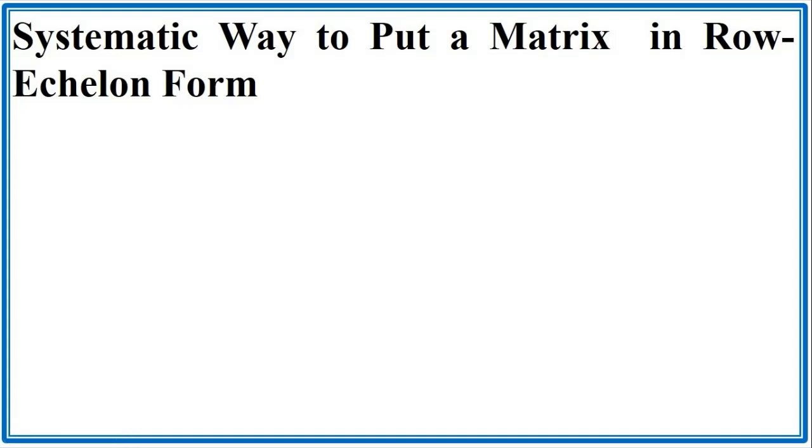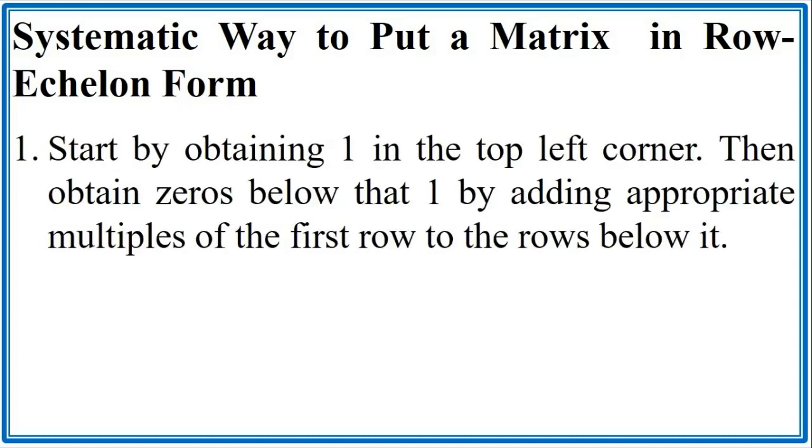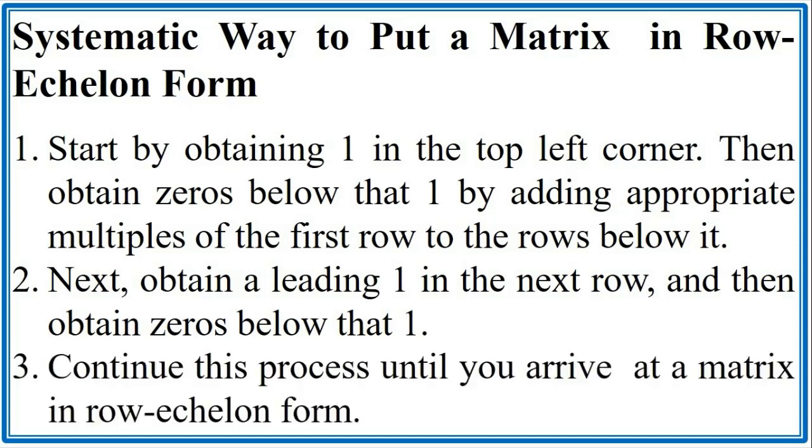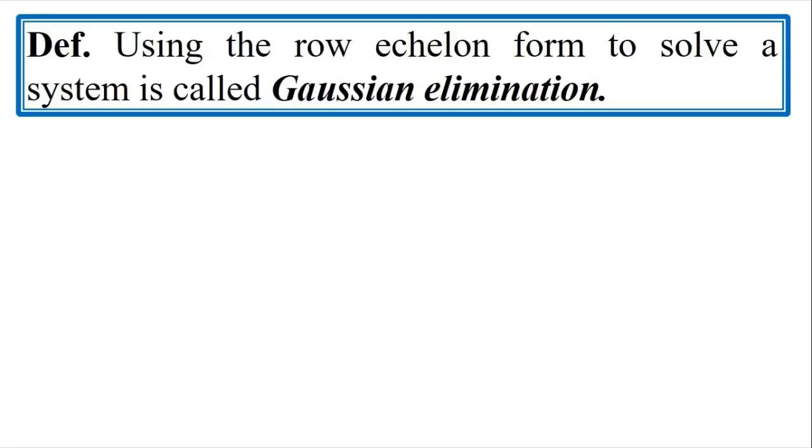So how do we systematically put a matrix in REF? First, we start by obtaining a 1 in the top left corner. Then obtain the zeros exactly below that leading entry. Next, we obtain a leading 1 in the next row and then obtain zeros below that 1. And lastly, we continue this process until we arrive at a matrix in REF.